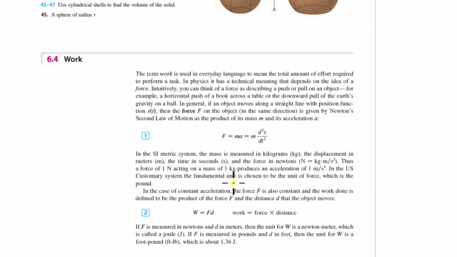In the U.S. customary system, the fundamental unit is chosen to be the unit of force, which is the pound. So I'm not going to get into how U.S. units work with Newton's second law.